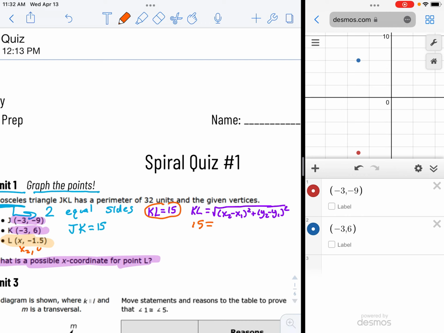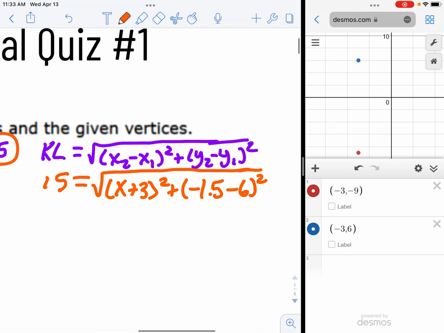I'll just call this x sub 2, y sub 2. K gets to be x1, y1. So we'll have the giant square root of x minus -3, so x plus 3 squared, plus y sub 2 is -1.5, and then 6. So we're subtracting that, and we got this. Okay, a lot happened really fast. We plotted 2 points, figured out the side was 15, so the other side has to be 15 since it's an isosceles triangle, and then we have all this math that happened. Action-packed stuff. We just then plugged it into the distance formula.